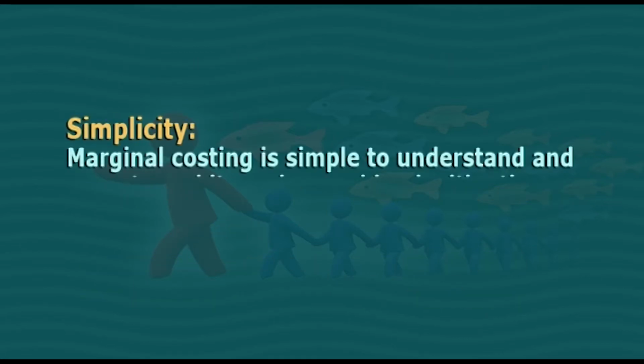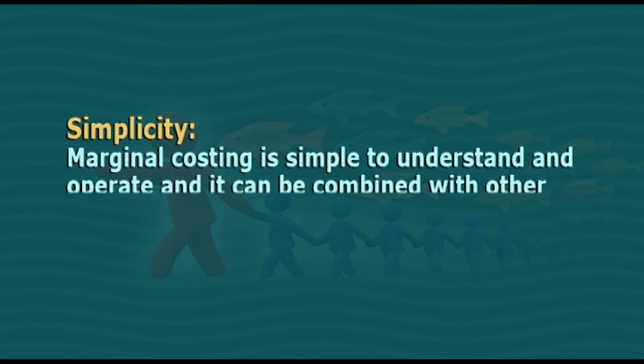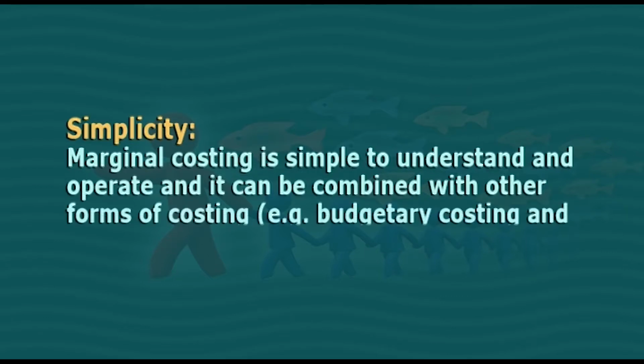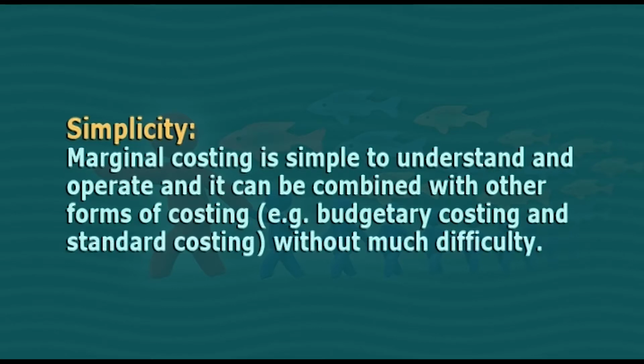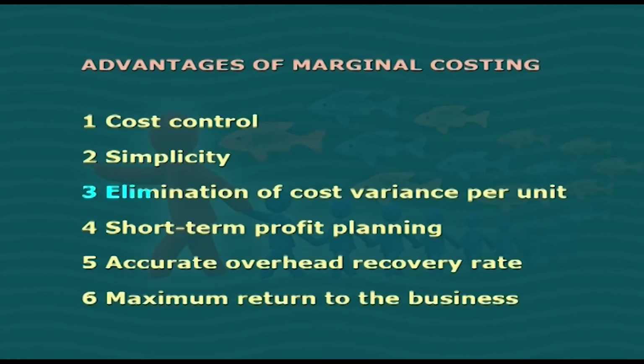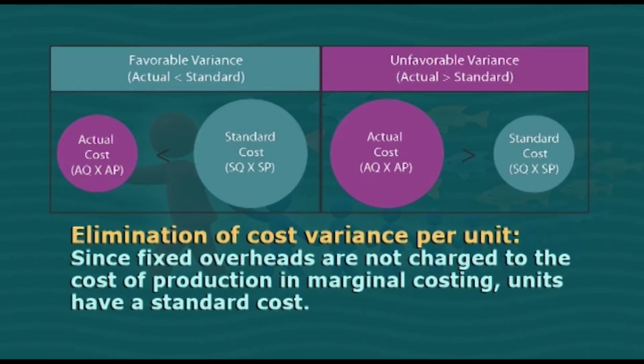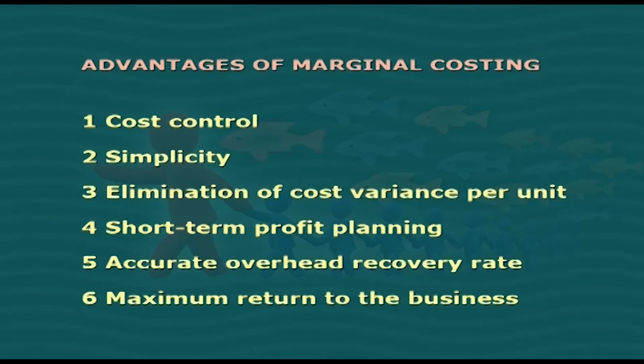Second is simplicity. Friends, marginal costing is simple to understand and operate, and it can be combined with other forms of costing like budgetary costing and standard costing without much difficulty. Third is elimination of cost variance per unit. Since fixed overheads are not charged to the cost of production in marginal costing, units have a standard cost.